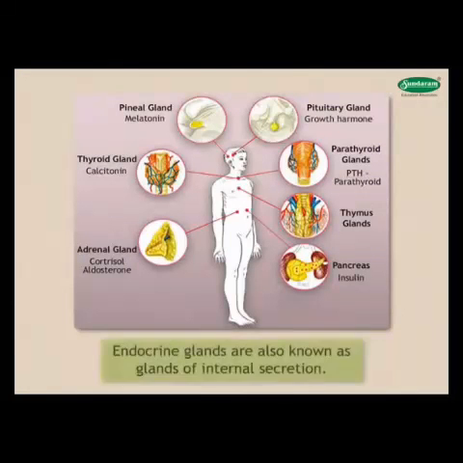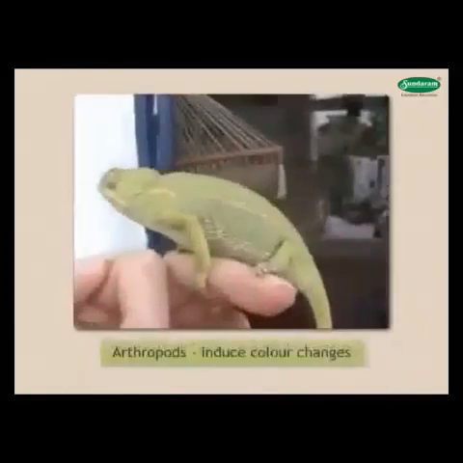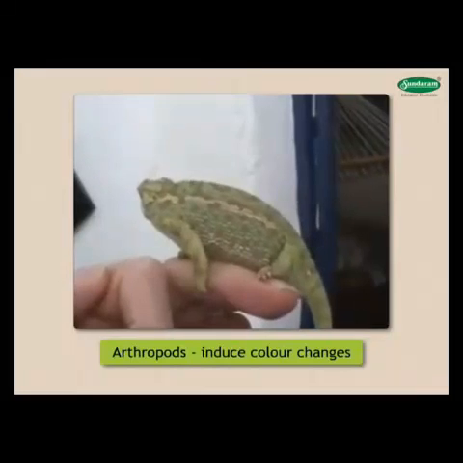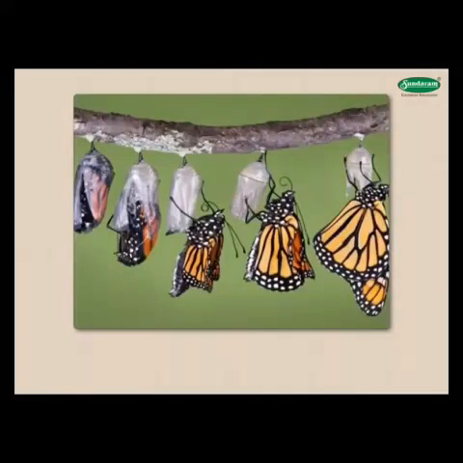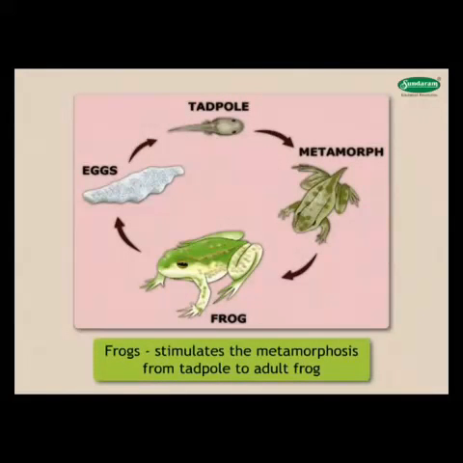Students, do you know that endocrine glands are also known as glands of internal secretion? Their secretions, commonly known as hormones, are also referred to as chemical messengers. In the arthropods, they induce color changes and are influential in regulating development. Insect metamorphosis is under hormonal control. In frogs, thyroid secretion stimulates the metamorphosis from tadpole to adult frog.